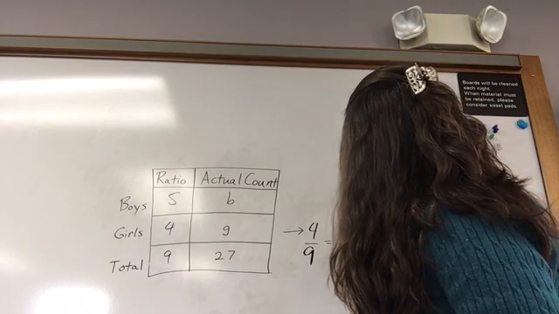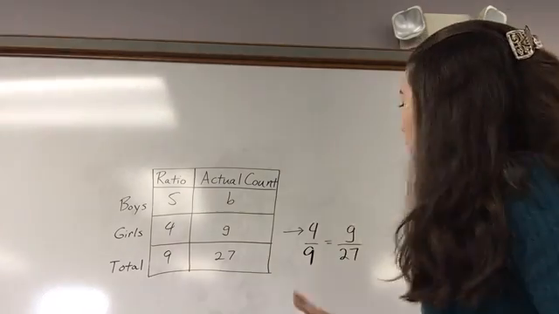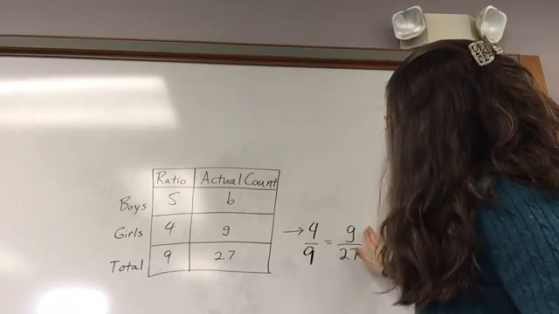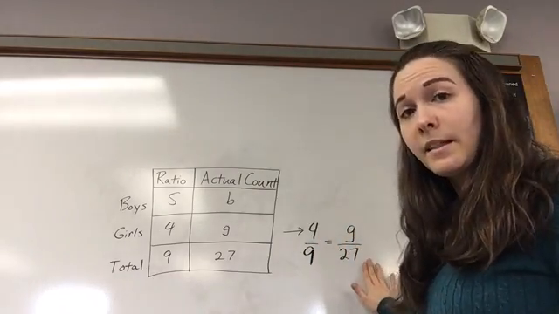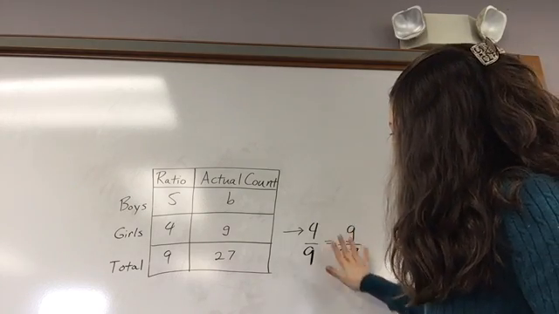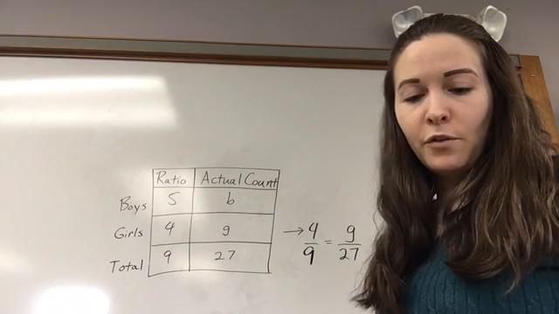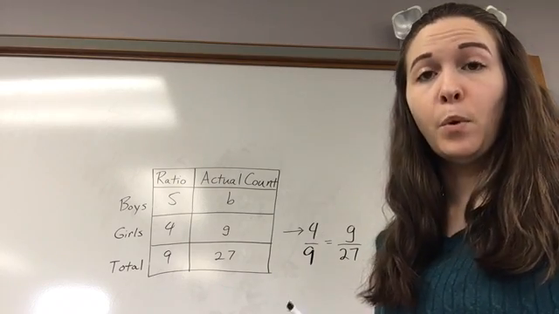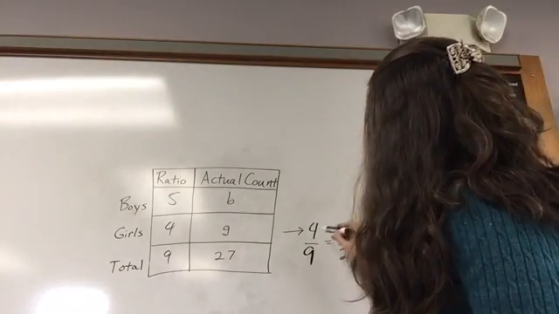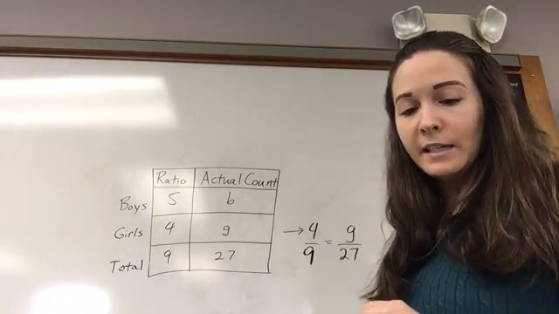G to 27. So remember how our proportion reads, 4 is to 9 as G is to 27. So G is going to match 27 in the same way that 4 matches 9. So we can solve our proportion by cross multiplying. So we cross multiply 4 times 27 and 9 times G.